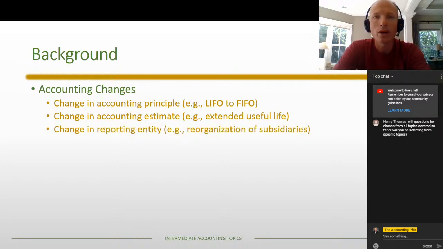Now, this is one that we are not going to cover in this class, but you should be aware of it. There's also what's called a change in reporting entity. So this would be a reorganization of subsidiaries. As an example of that, a few years ago, General Motors must have had like 10 different subsidiaries because they had GMAC, which is their credit agency. They had Chevy. They had GMC. They had Cadillac. At the time, I think they had Saturn, Pontiac, and a few foreign divisions, and Oldsmobile, and Buick, all these different subsidiaries.